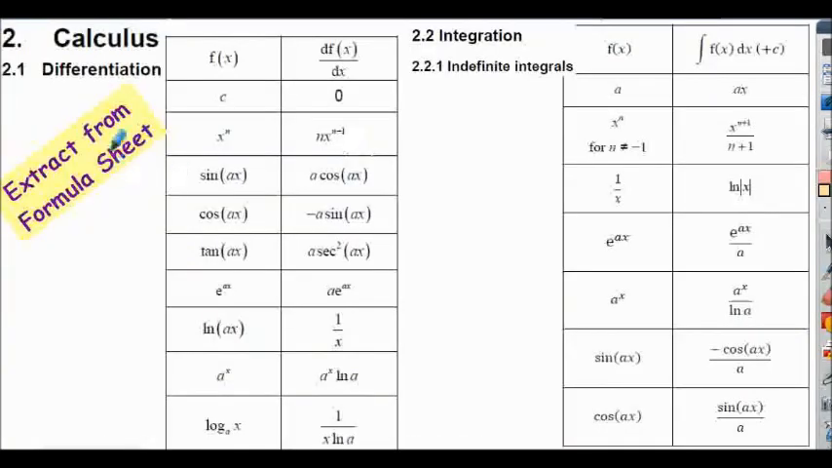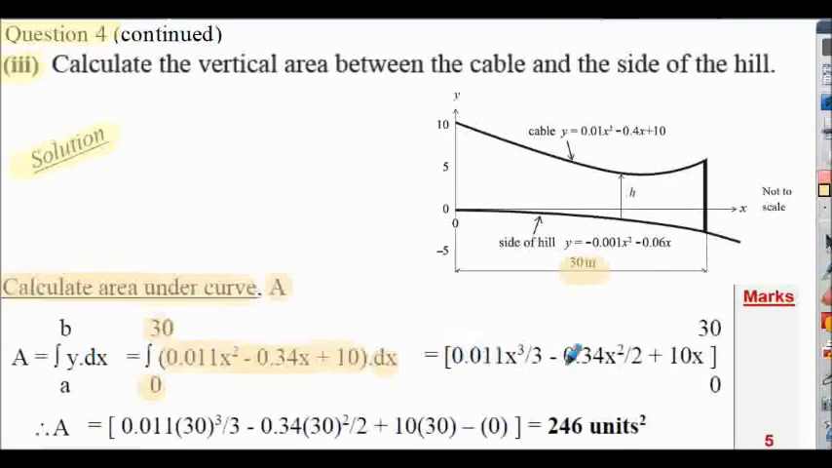Here's an extract from our formula sheet related to the calculus, showing our standard integration tables. So we'll be referring to some of these standard forms in the following solution. Again, this is all standard form to integrate. I'll let you review the integration process at your own pace. And we just finally insert the limits into the equation and solve for the area. 246 is the final answer. So that completes question 4.